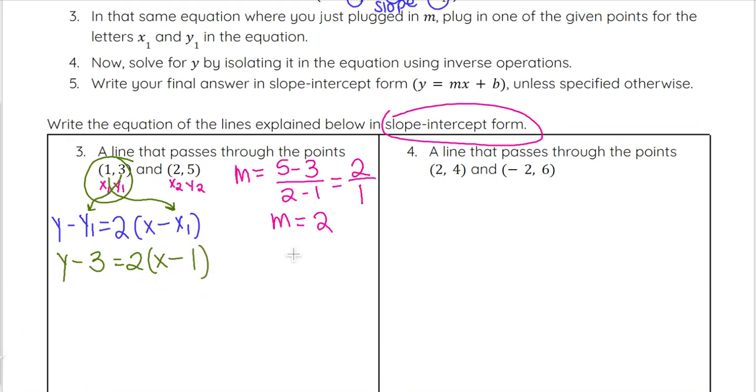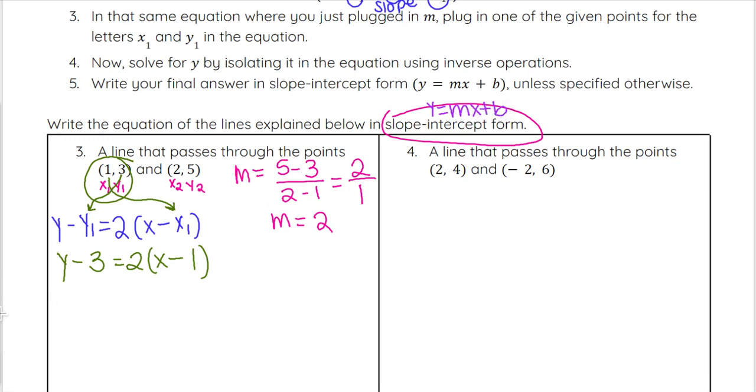So at this point, we have everything plugged in that we need. In the other method, we then had b left over, one variable, and we solved for b, and then we rewrote the equation. Here we have two variables, but we can just work with and manipulate this equation to get it into slope-intercept form, which is y equals mx plus b.